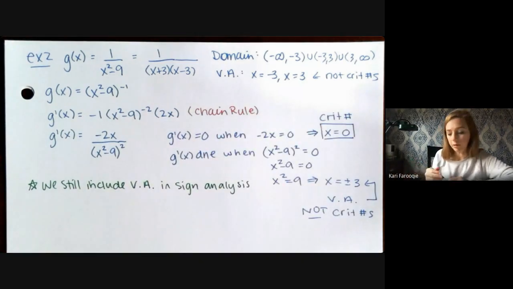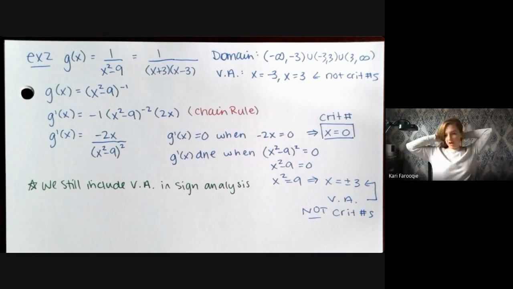I mean, think about what happens at a vertical asymptote. You're going to have some sort of behavior to the left of it and some sort of behavior to the right, and you're going to need to know what that behavior is. So it might change on each side of the vertical asymptote, so we can't just act like it's not there. We still need to include it in the sign analysis, but it's not going to represent any sort of relative extrema.